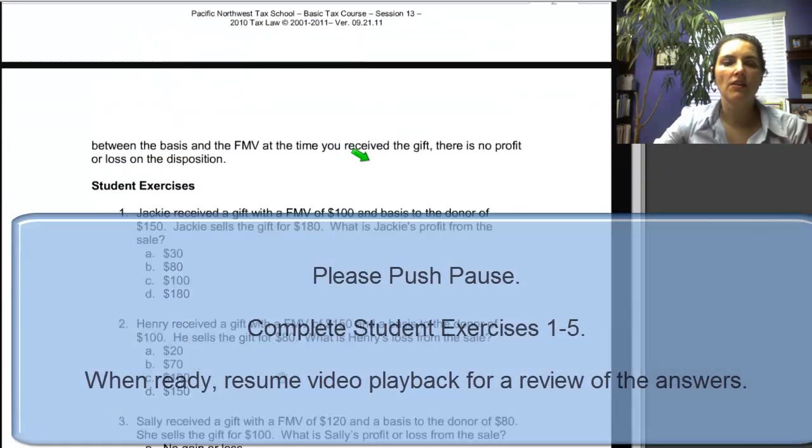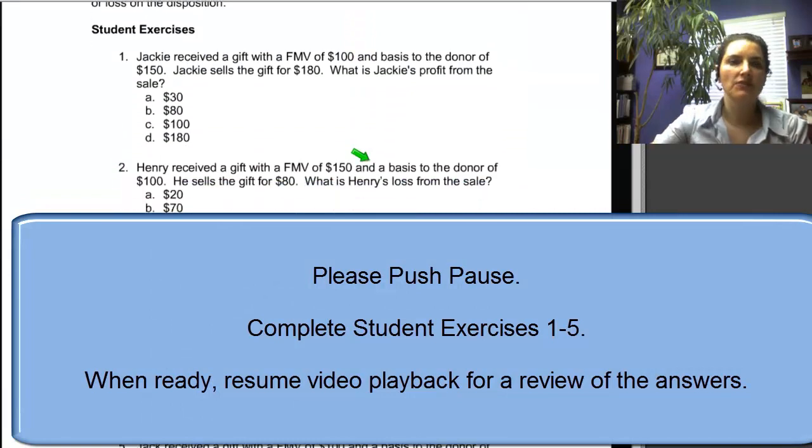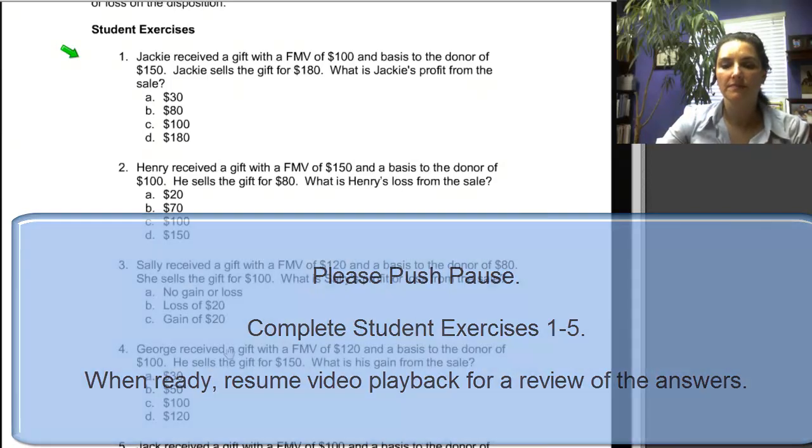So what I've got here are some student exercises for you to work through. And at this point, would you please push pause on the video playback and take a look at these student exercises 1 through 5. Do the best job you can of selecting the correct answer. It shouldn't take you more than, say, 5 minutes. And when you are finished, please resume video playback and we will go through these together.